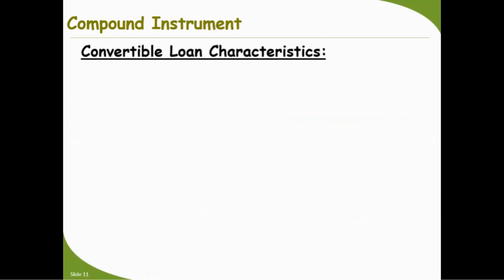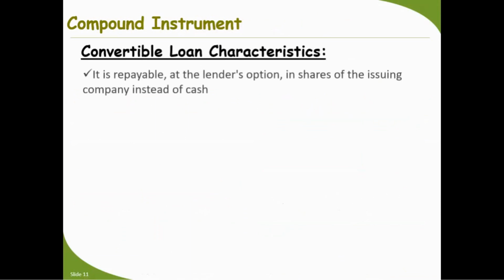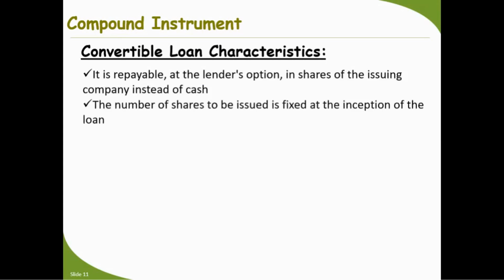Now, compound instruments. Its example is a convertible loan note, which has the following characteristics. It is repayable at the lender's option. So it is about the lender's discretionary authority, when he can be repaid in the form of issuance of shares by the company instead of cash. He can opt to buy the shares of the company instead of reclaiming the cash. Then, how many shares you are supposed to issue? These are fixed at the time when the loan is given. Say you have issued a loan note of 1,000 which is convertible. You may have given the option, say one share for $500. It means for 1,000 you have a predetermined fixed number of shares, which is 2.